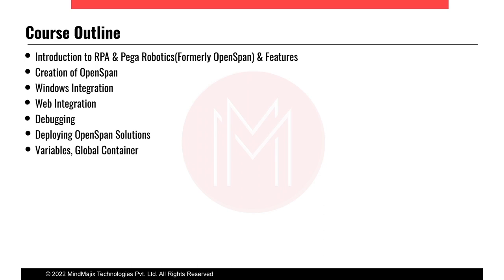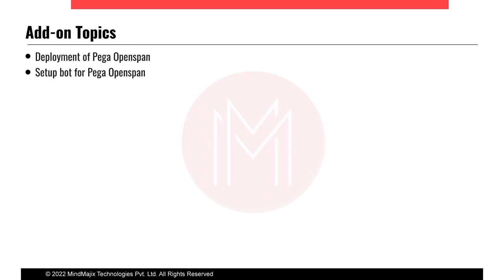Once we complete all the basic points, we come to deploying the OpenSpan solution, which is a bit complex, I would say, and a more important point. As an add-on topic, I discussed the deployment of Pega OpenSpan: how we actually deploy it, because we have to configure the bots, the environment, and the configuration files.